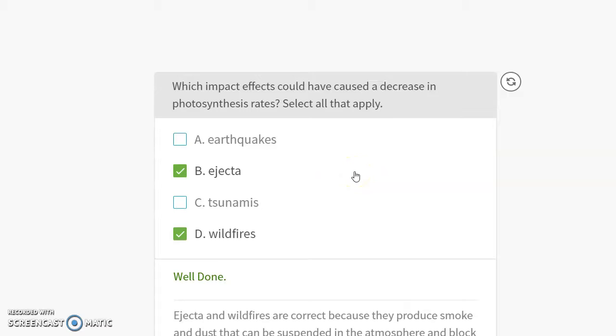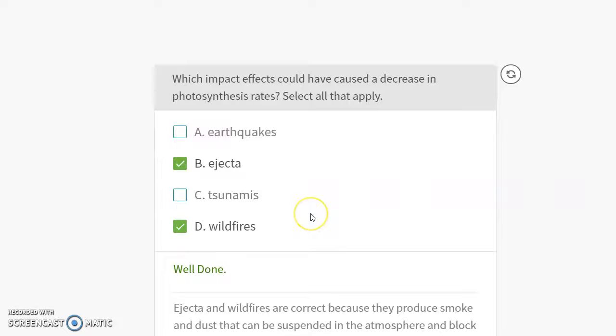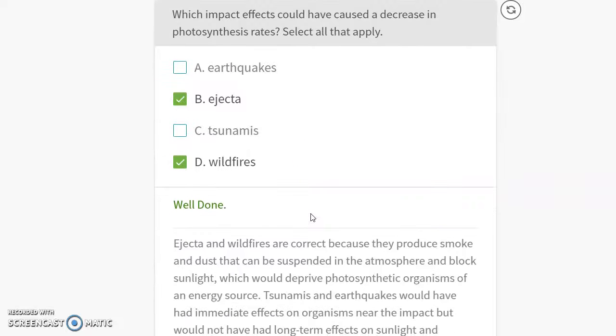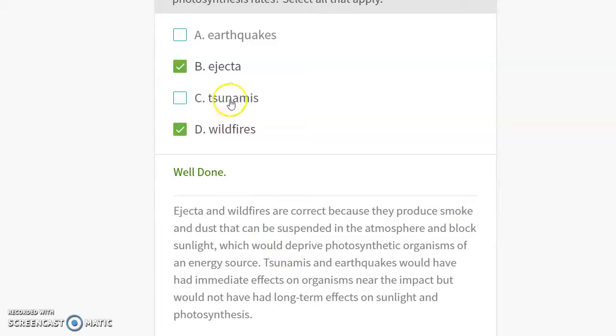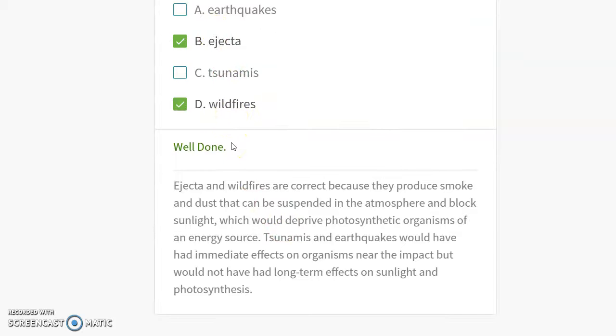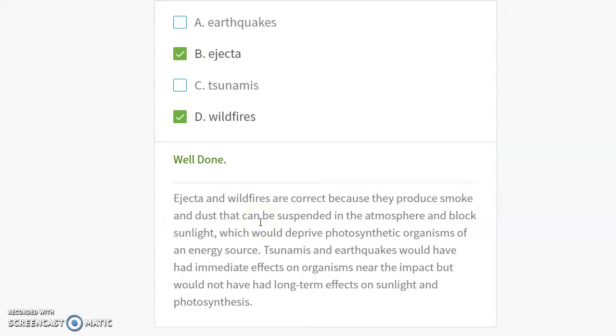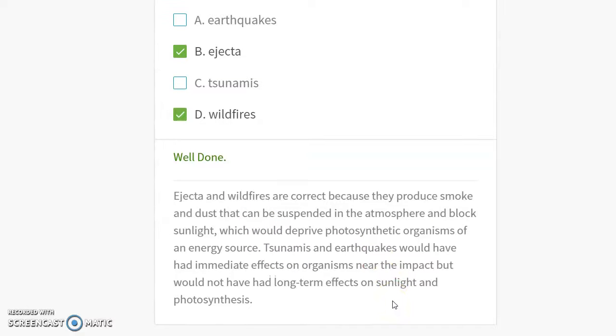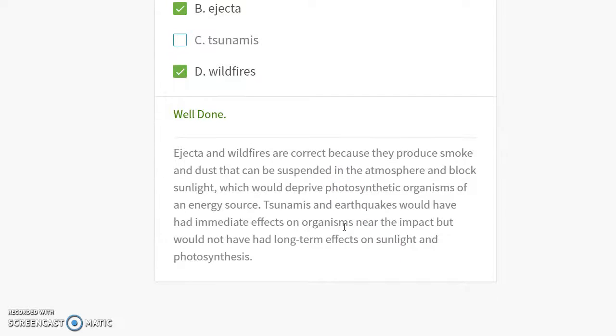So when we're talking about the sun and plants, really ejecta, that's where all the material and rocks get into the oxygen and different parts, and smoke and dust, as well as getting rid of any energy source for the plants. So that's ejecta and wildfires. Like, they would have organisms affected near them, like it says here, if there's tsunami and earthquakes, but it's not as long term as ejecta and wildfires. So I guess which would have caused the most decrease in photosynthesis would be an even better question.